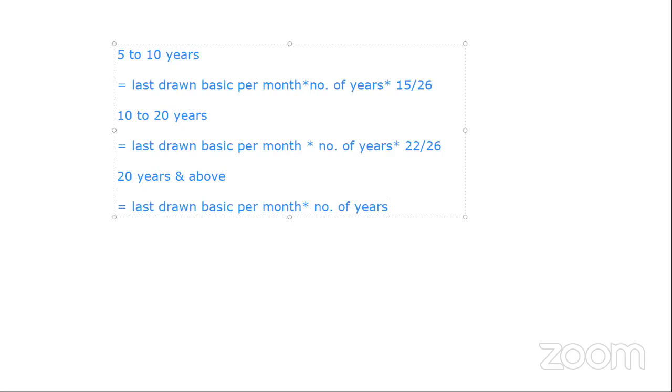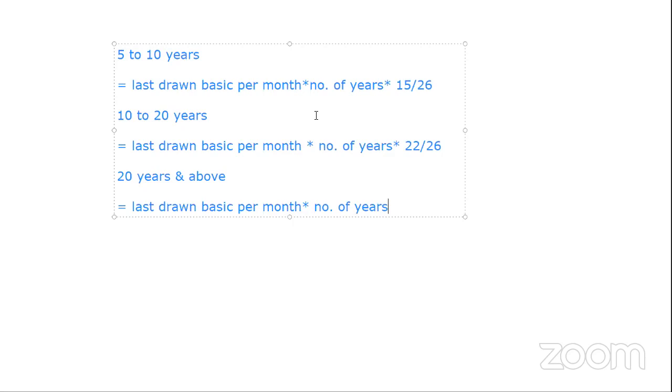So what happened was, government came up with 2 important checks, or mechanisms. The first mechanism was, irrespective of the number of years of service, only the first formula will be used, which is last drawn basic per month into number of years into 15 by 26. That is the formula. There will be no change in the formula. And the second thing is, they kept a ceiling on the maximum gratuity amount received by the employee. Previously, it was 10 lakhs. Now they have made it 20 lakhs.